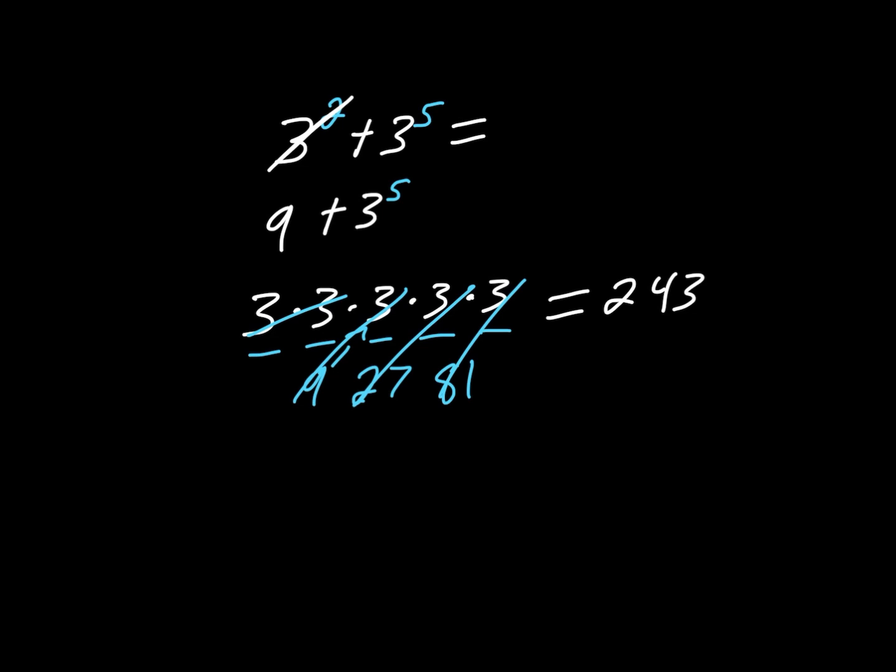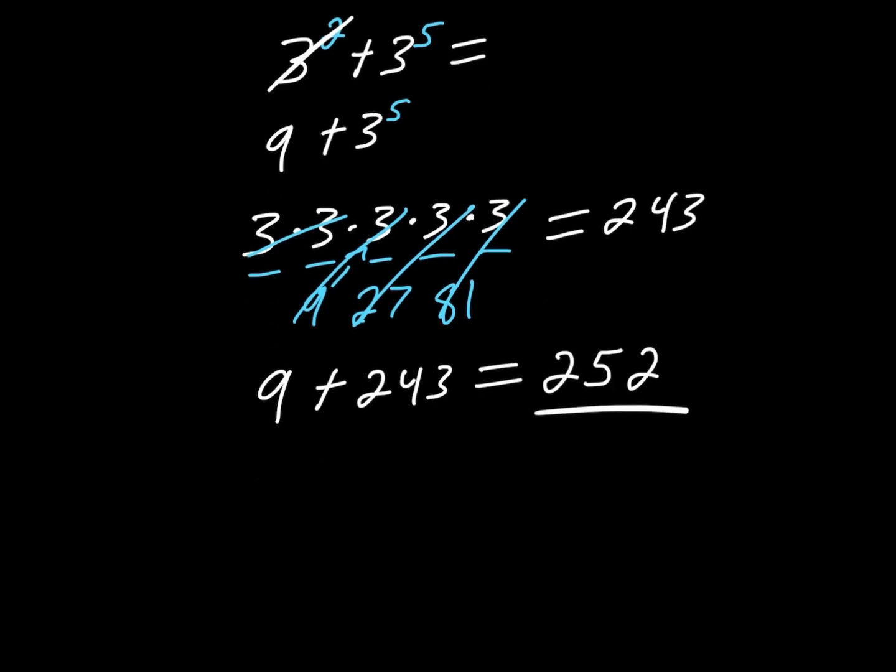So we identified that 3 to the second power is going to equal 9, and 3 to the fifth power is going to equal 243. So let's rewrite that: 9 plus 243 equals 252. There is our answer.